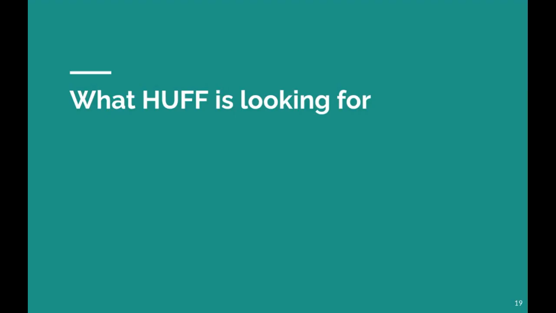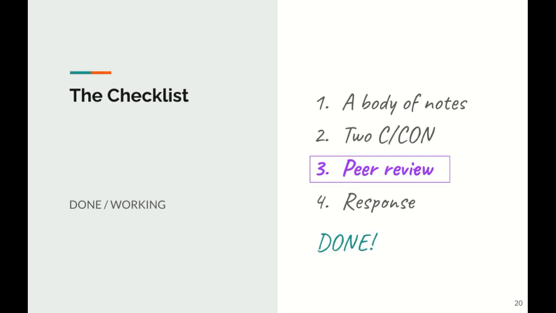What I'm looking for when I grade, I need to see a body of notes. I need to see 2 very clear concept connections. I need to see a different color peer review that is boxed and signed, and then your response to that. If you have all 4 of those things captured in your notebook, you're done. So I'll mark it done. If you're missing some of that, I will put you are still working, go back and do this, that, or the other. All right? So that's it for this video.